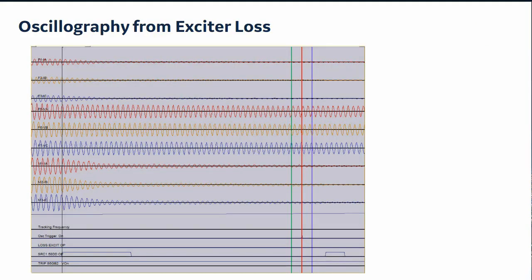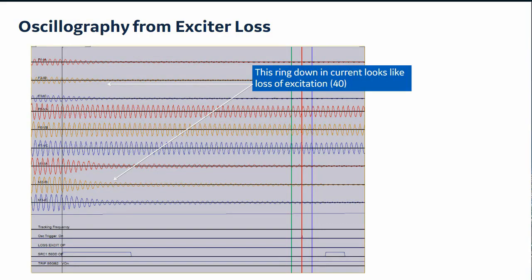So as I look at the oscillography record, what I see is the waveforms. Now, on the currents, the top three waveforms I think are the terminal currents, and the bottom three, I believe, are the neutral side currents, or vice versa. At this point, I don't remember, it's one or the other. But what we do know is I see a ring down in those currents, and that ring down in current does look like a loss of excitation. Now, those healthy waveforms in the middle of the diagram, those are the voltages.